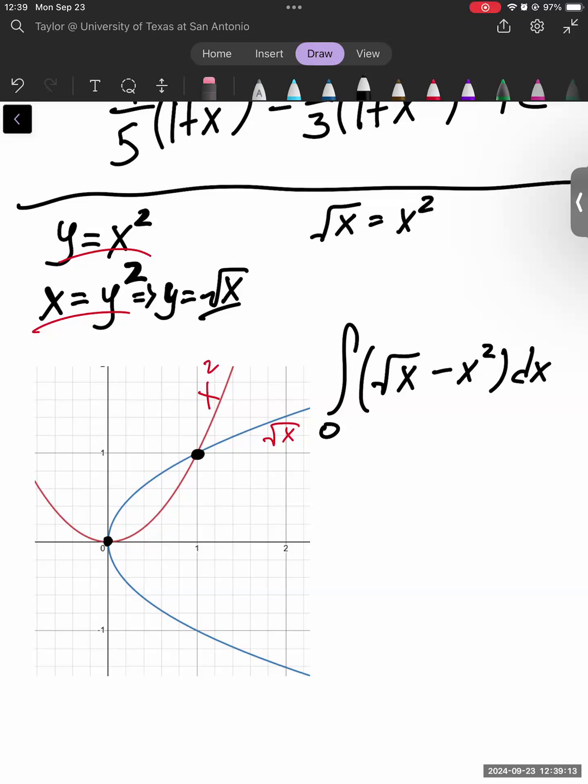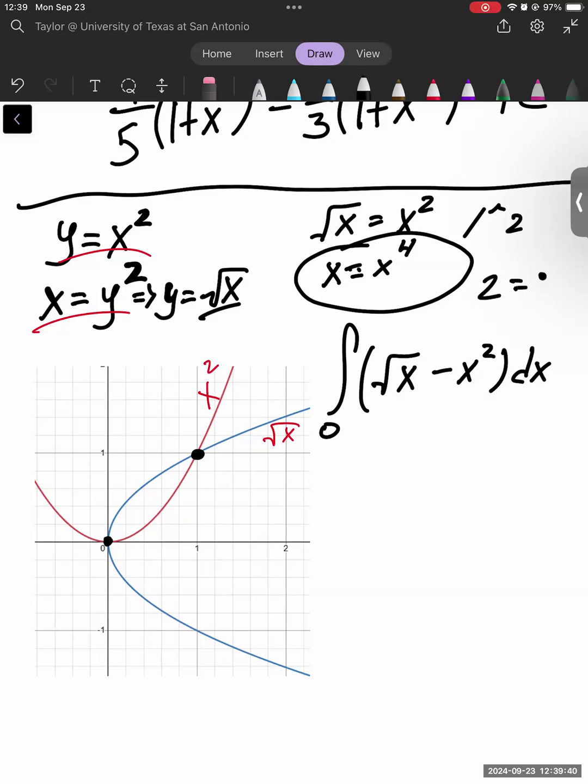And what we can do, little algebra trick, I'm going to square both sides. And so it gives me x equals x to the 4th. And we know that this equation is only equal at 0 and 1. So plug in any value, let's say 2. If I had 2 equals 2 to the 4th, anything outside of 1 and 0 will not hold. So we get 0 to 1.